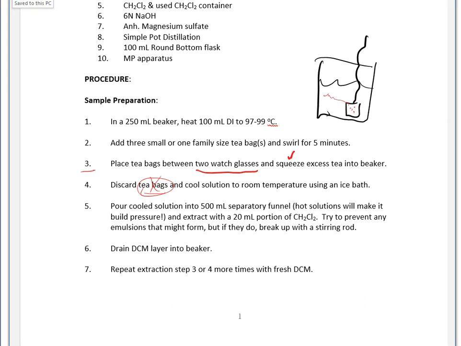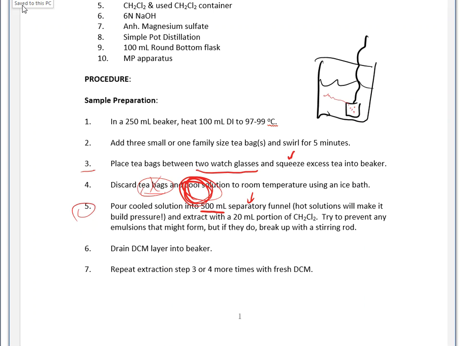Either one will work. Number 5 says, okay, once you've cooled it, I'm going to keep saying that. And the reason is because we're going to pour that into a separatory funnel. And look, it's going to be a quite large separatory funnel here. That big separatory funnel is going to be used because you probably have quite a bit of water, at least I hope, in that beaker, maybe not the full 250 mils, but you've at least filled it halfway, two-thirds full of water when you brewed your tea.